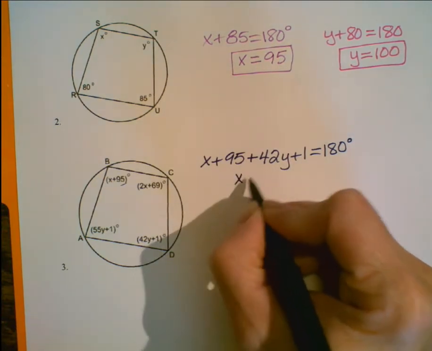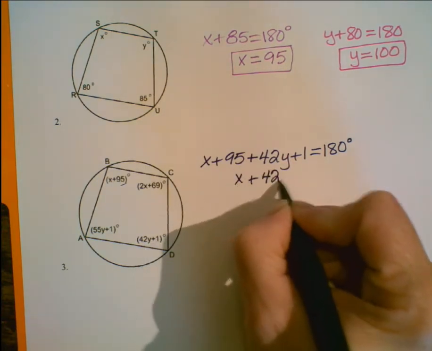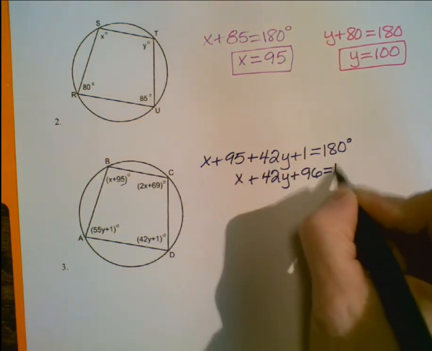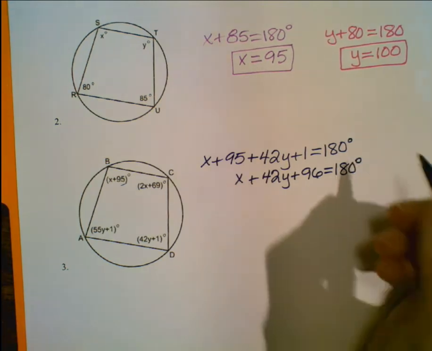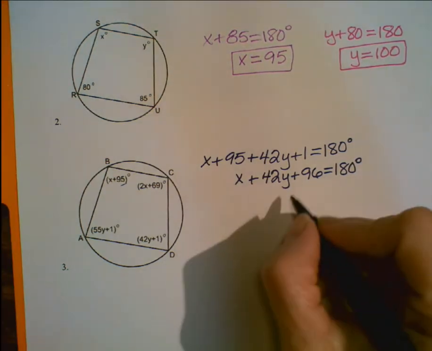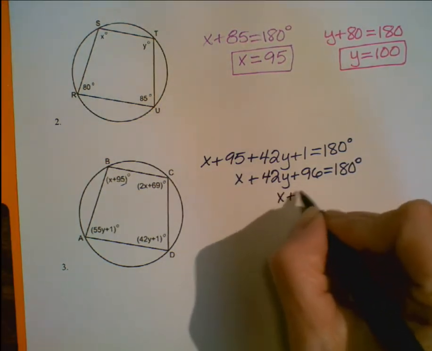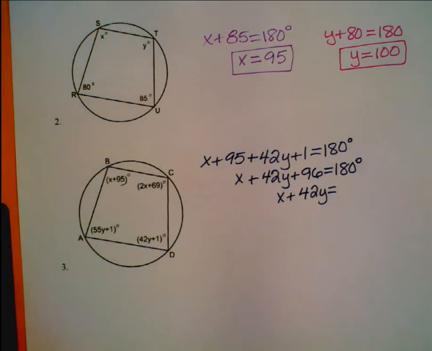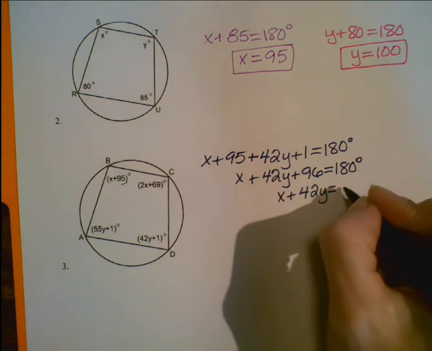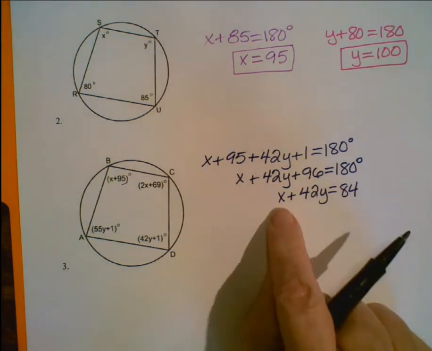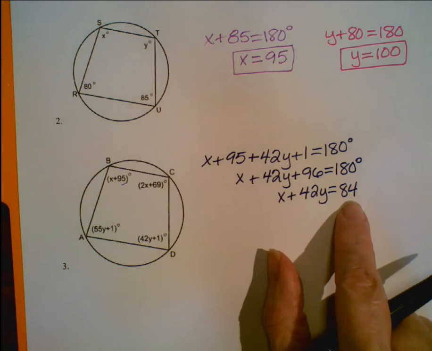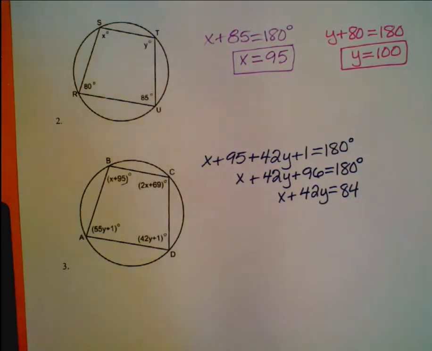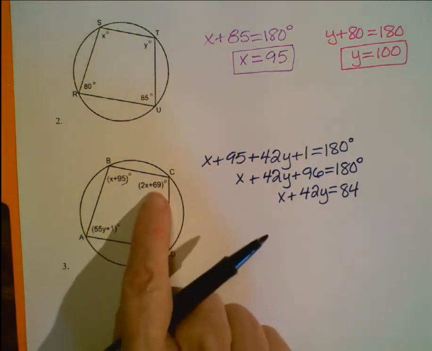Okay, so I'm going to combine what like terms I can. That'll leave me with x plus 42y plus 95 plus 1, which produces plus 96, equals 180. I'm going to go ahead and move that 96 to the other side. So I'm going to take 180 minus 96 and get a value of 84 degrees there. Okay, so x plus 42y equals 84. There's nothing that I can do with that at the moment. So let's look at the other pair of opposite angles and see what that tells us.